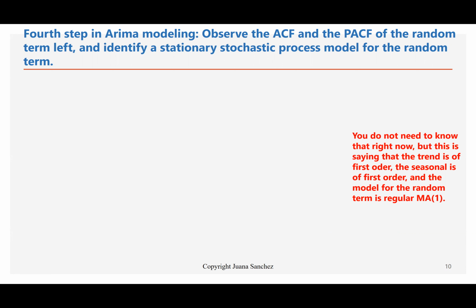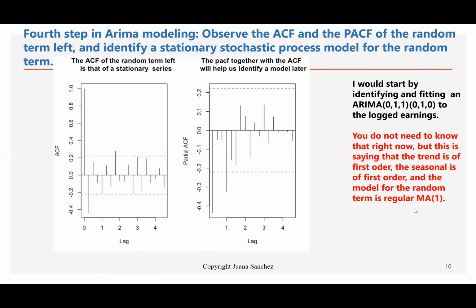and then identify a stochastic process. You will not need to do that right now, but this is just saying that the trend is first order, and there's a typo there. The seasonal is of first order, and the model for the random term is regular MA1. And I'm telling you that because I have a lot of experience identifying ARIMA models. I can tell them, and then I write it like this. So I'm going to fit an ARIMA model with these features.